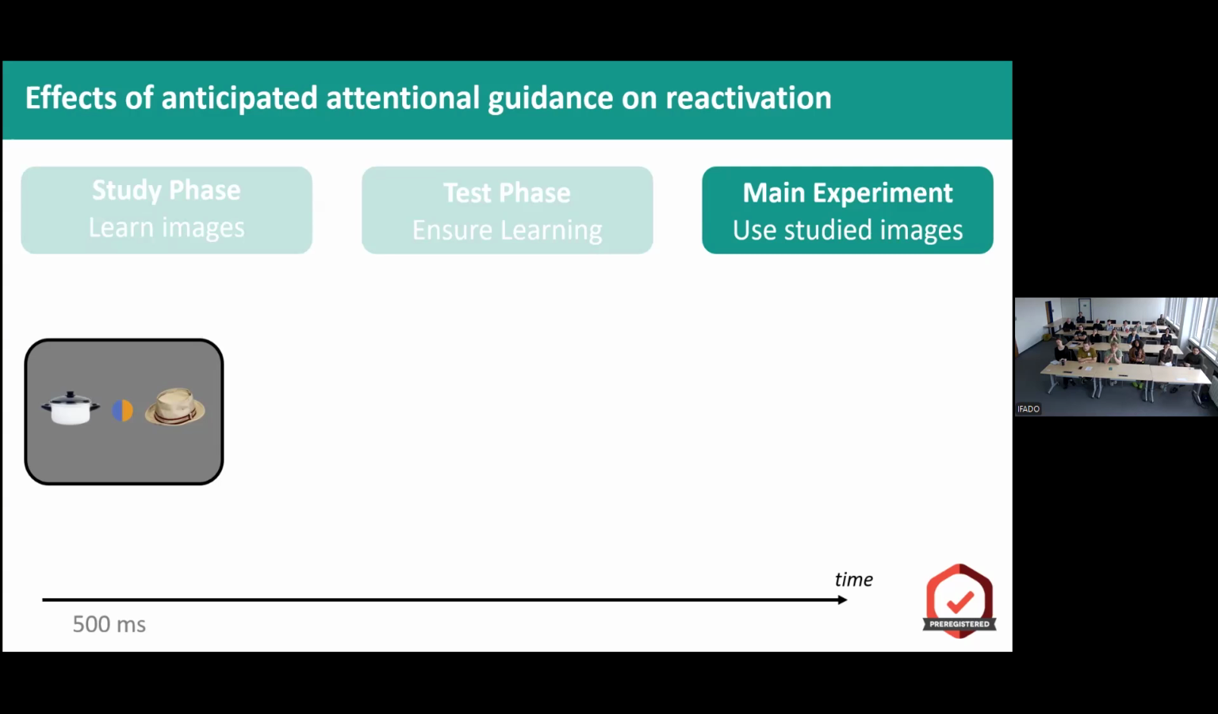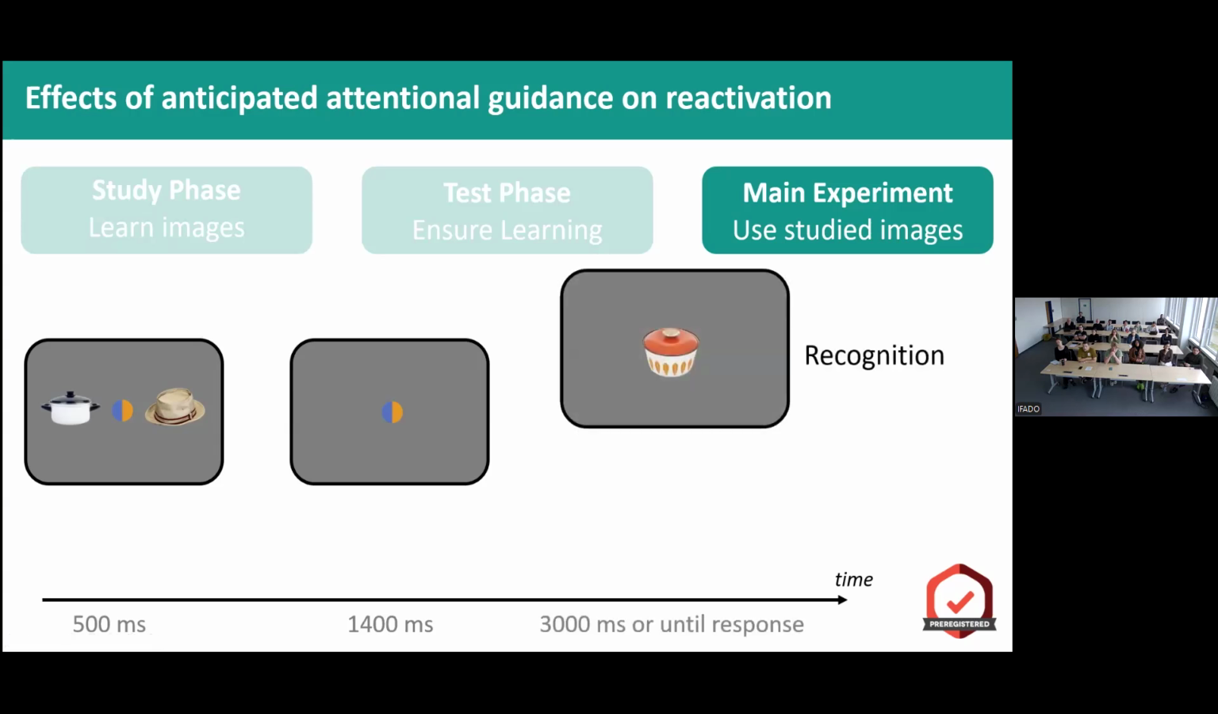In this case, the item was shown with the blue side of the circle, telling participants they needed to remember this item on the left and ignore the hat. After a retention interval, participants performed one of 2 tasks. In the recognition task, they indicated whether the probe matched the memory item. In this case, it's not a match, so the correct answer is different.